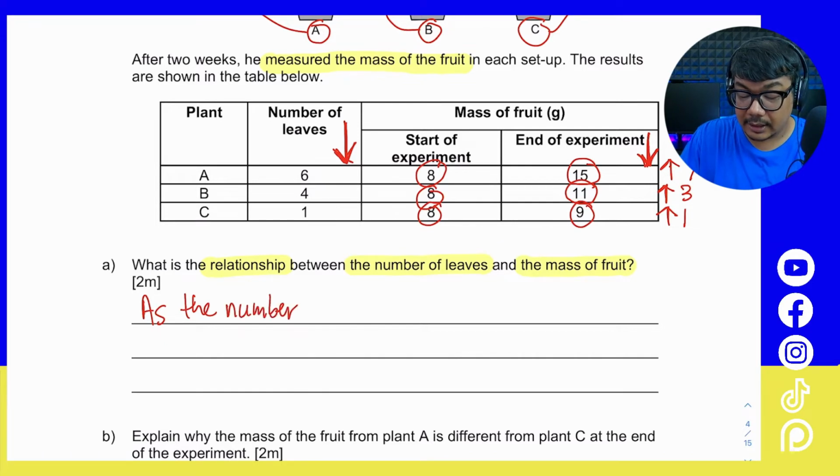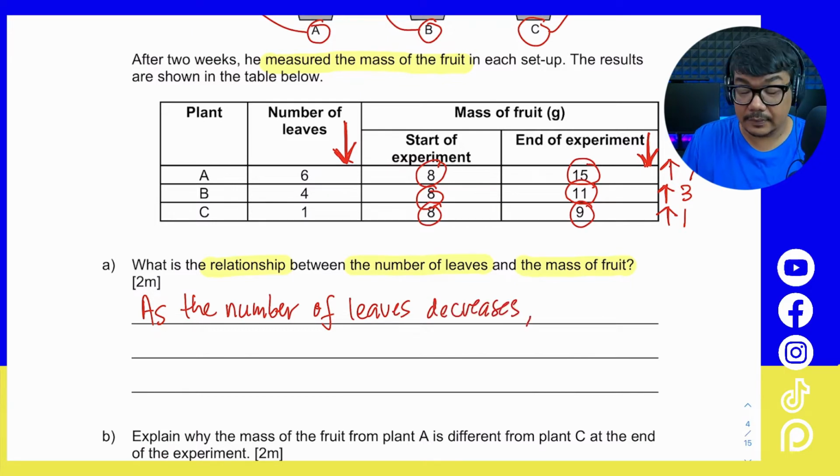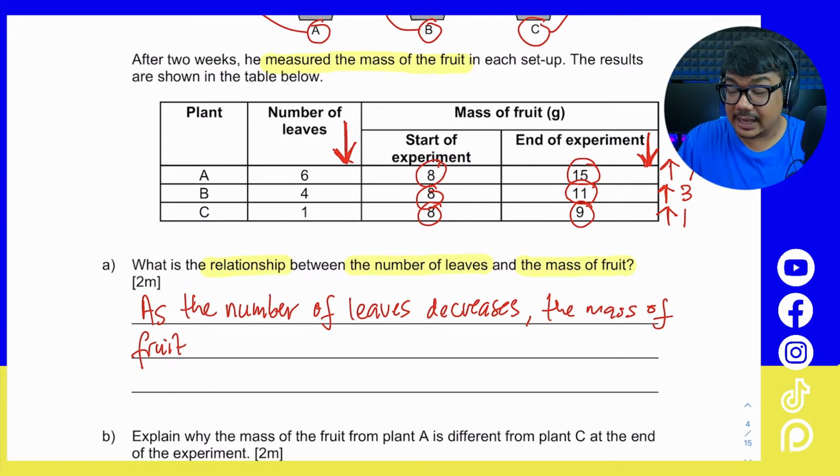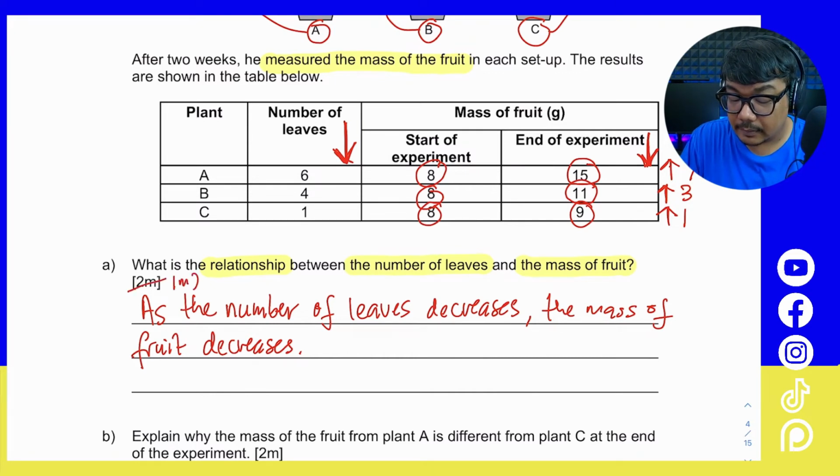the number of leaves decreases, the mass of fruit, and what our arrow here says is that it is decreasing as well, so decreases. Good. Now, I think this is not supposed to be 2 marks. This question is supposed to be 1 mark, because it is just a straightforward, simple relationship.